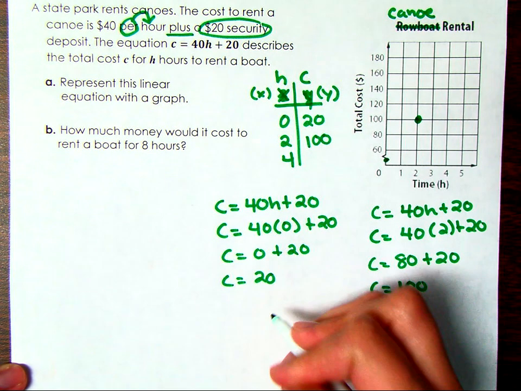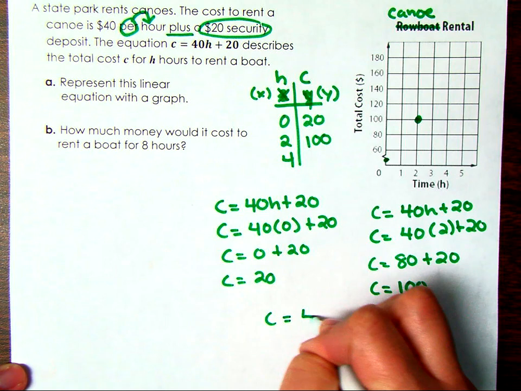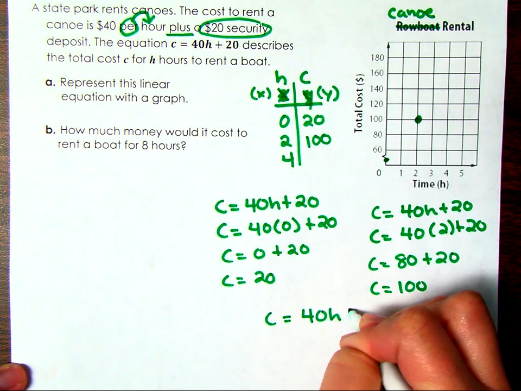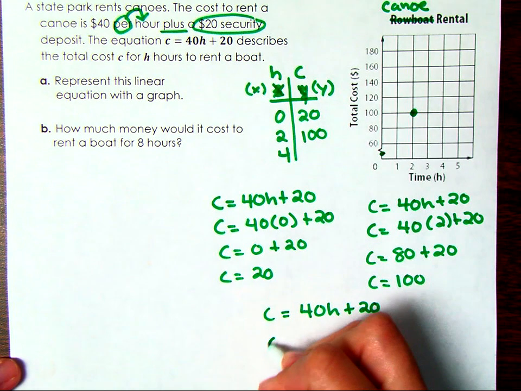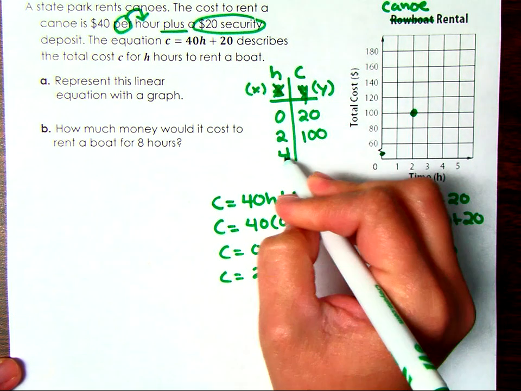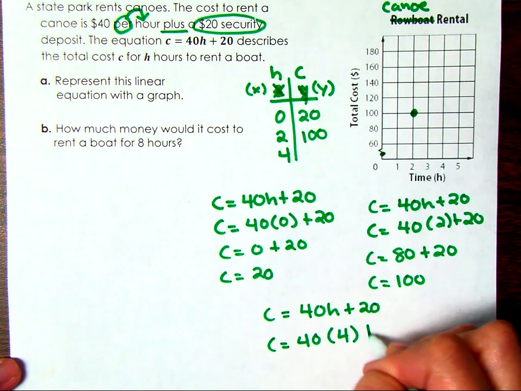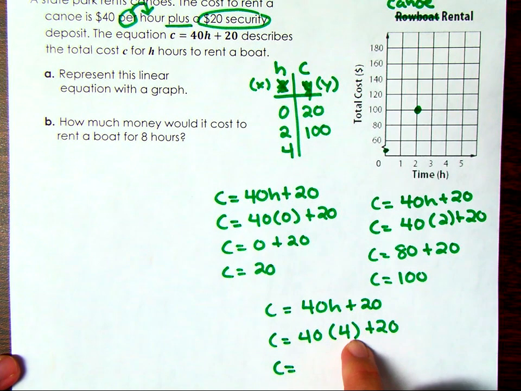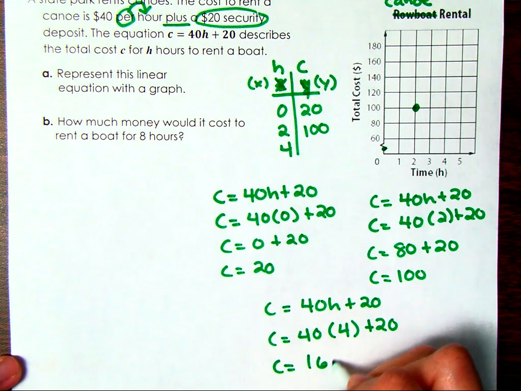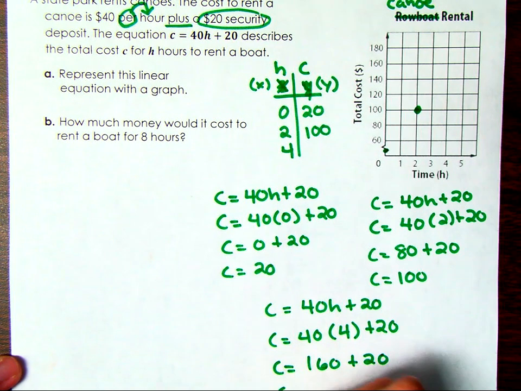Okay? And then we're going to see one more time. We always want to try and do at least 3 ordered pairs just to give us a real good visual representation of what that graph is going to look like. So we're going to substitute when X is 4. So $40 per hour, and I've rented that canoe for 4 hours. 40 times 4 is 160. And then I add my 20 to get to 180.